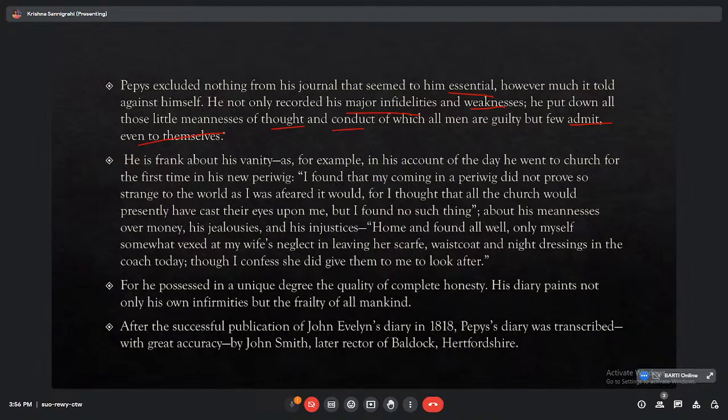So he is frank about his vanity. As for example, in his account of the day he went to church for the first time in his new periwig.